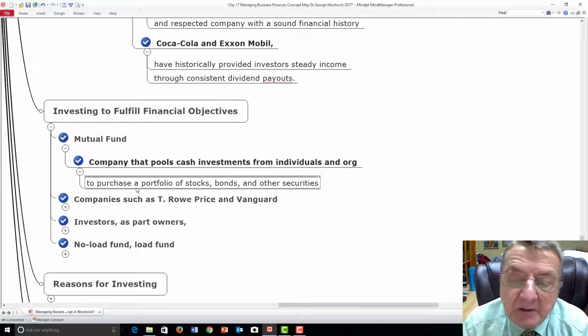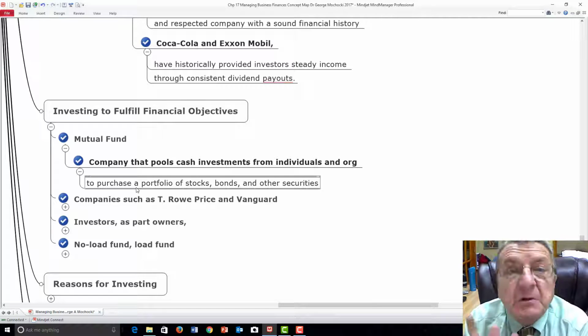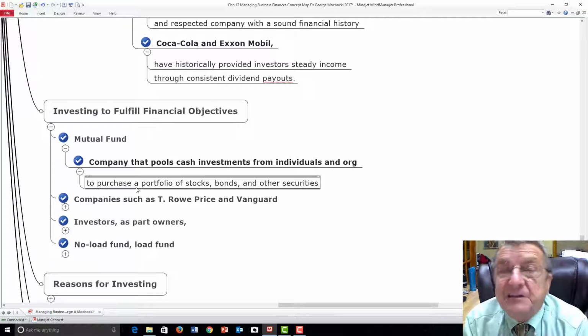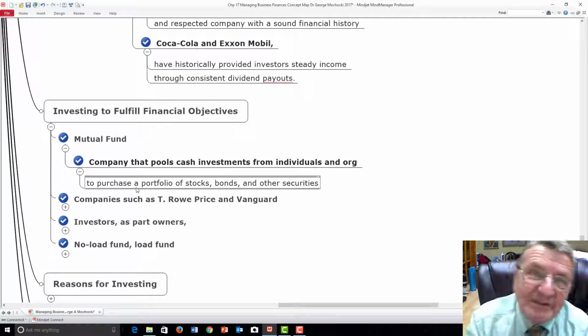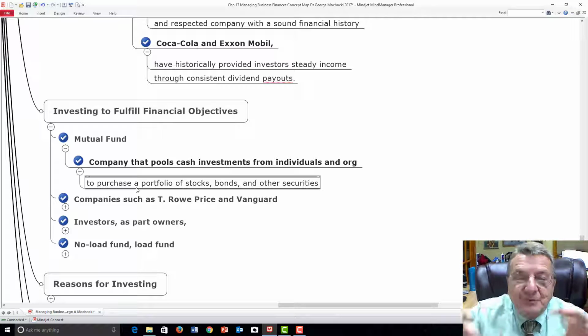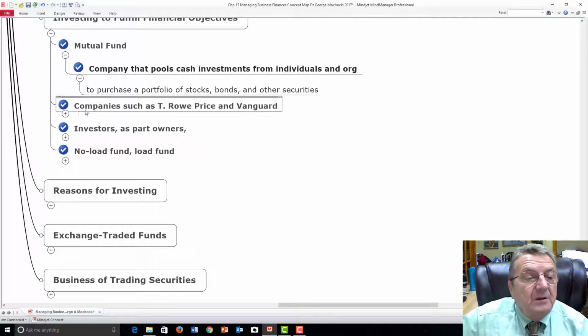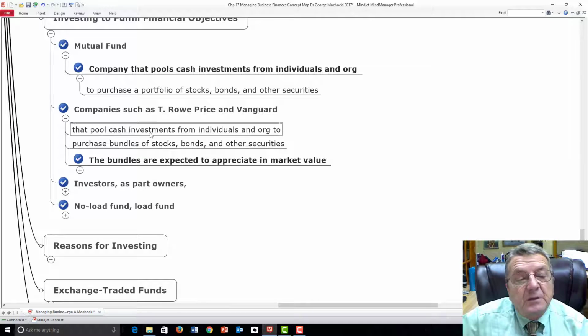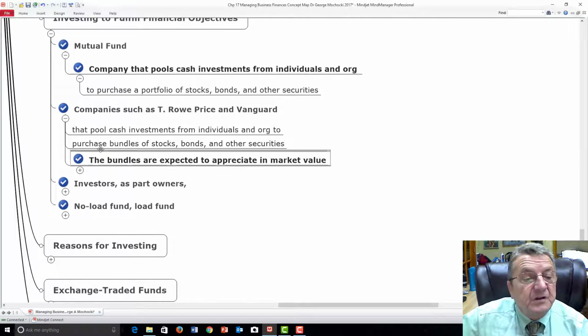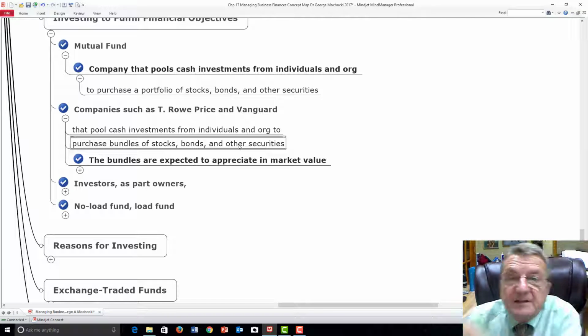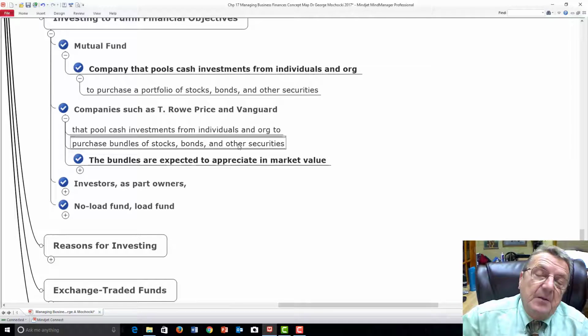You're better off if you're very specific, but you better understand it. If you put all your eggs in one basket and you break them, oh gee. So you have different types of eggs and different types of investments or securities. We discussed that in class, and the same thing in the reading. Companies such as T. Rowe Price and Vanguard pull cash investments from individuals and organizations and purchase bundles of stocks, bonds, and other securities, and then they sell them back off and say, we'll give you such an amount of return, as long as I get my cut.